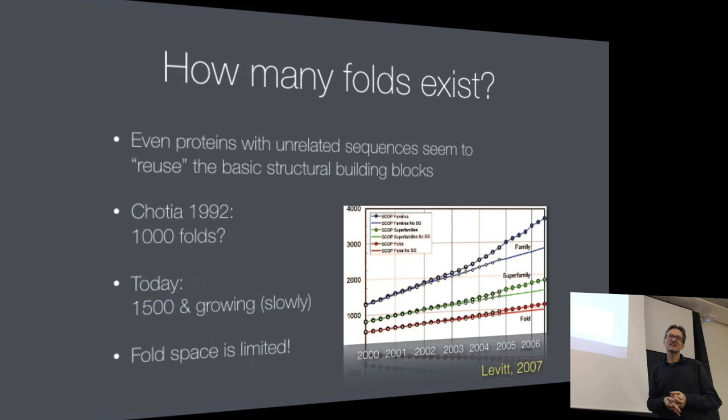And then nature tends to reuse folds all over the place. So that's why you see, for instance, four helical bundles. They can bind the oxygen in the blood. They can be the coat of the tobacco mosaic virus, or they can be the cytochrome folds. So I think that things that are small and simple and neat building blocks from a physics point of view tend to be reused by nature.